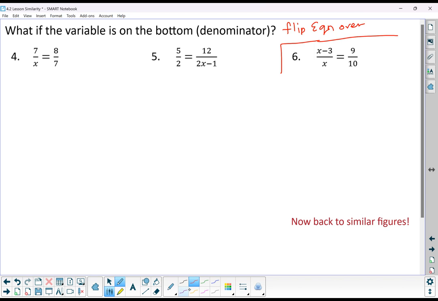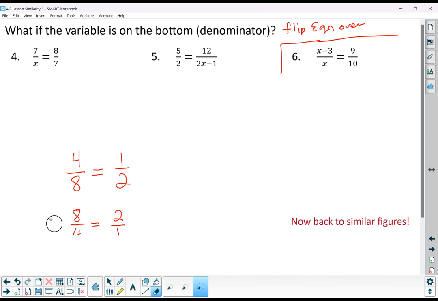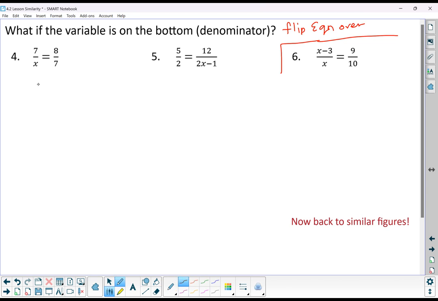And sometimes students are like, why in the world does that work? Well, let me just write a couple of fractions that you know are true. We know that 4 divided by 8 is the same as 1/2. This is true. If I flip it over, it's 8 divided by 4 is equal to 2 divided by 1. It's still true. So you can just take an equation that has 2 fractions in it and just flip it over, and it's still another true equation. Okay, so if the x is in the denominator and it's making you feel like it looks difficult, you can just flip the whole thing over.